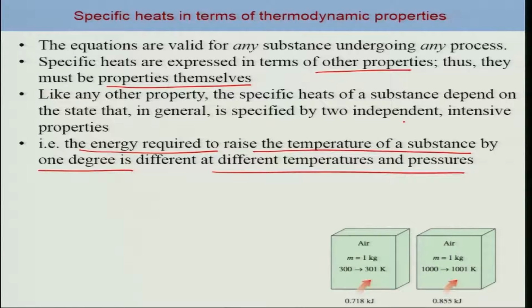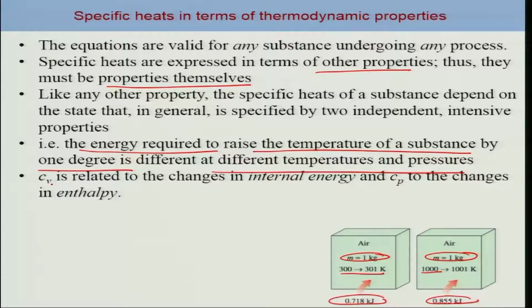An example is air. For air with a mass of 1 kg, a change from 300 to 301 Kelvin, just 1 Kelvin change, the energy required is 0.718 kilojoules. On the other hand, at a very high temperature, a change from 1000 to 1001 Kelvin, the energy required is much higher. So that means it depends on the temperature and pressure. Just to remind, Cv is related to the variation in the internal energy, Cp is related to the variation in enthalpy.